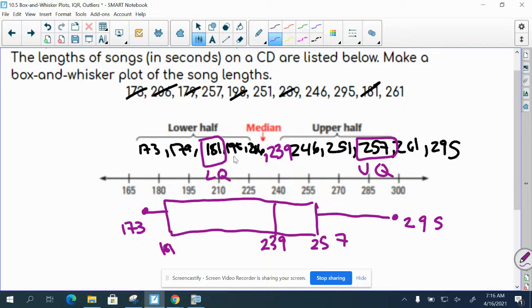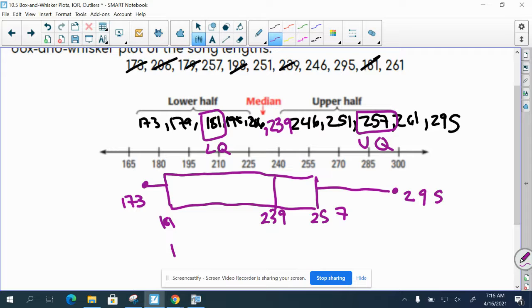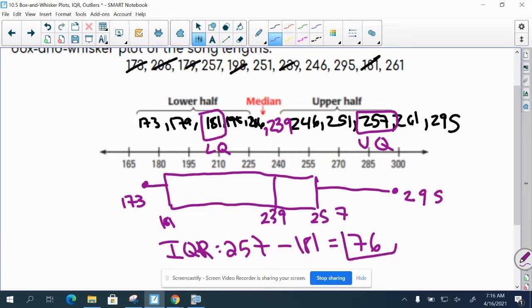Okay, so then let's calculate the interquartile range. So the interquartile range in this case would be 257 minus your lower quartile, 181, which is 76. So 76 is your IQR.